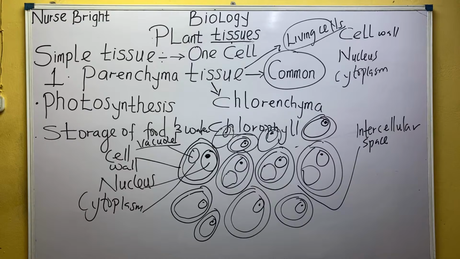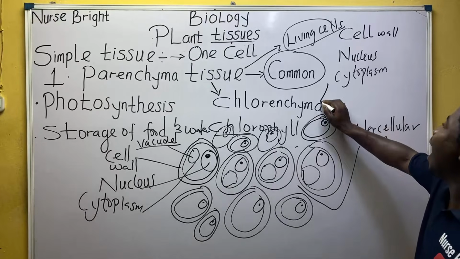Now let me tell us something. You remember we've talked about one special type of parenchyma tissue. There are other special types of parenchyma tissues. There's one they call Aerenchyma. This is a parenchyma tissue found in between those spaces. They help in gaseous exchange, and it's seen most in aquatic plants.